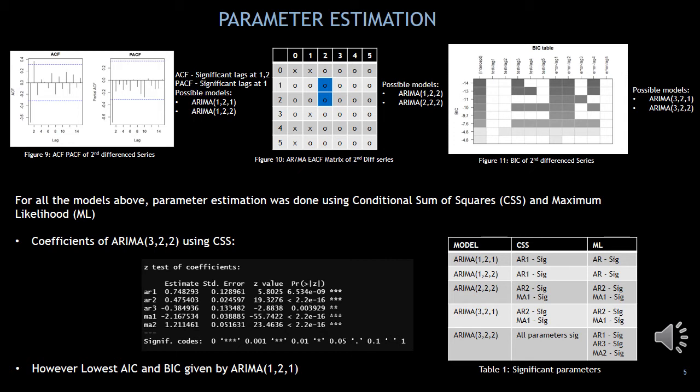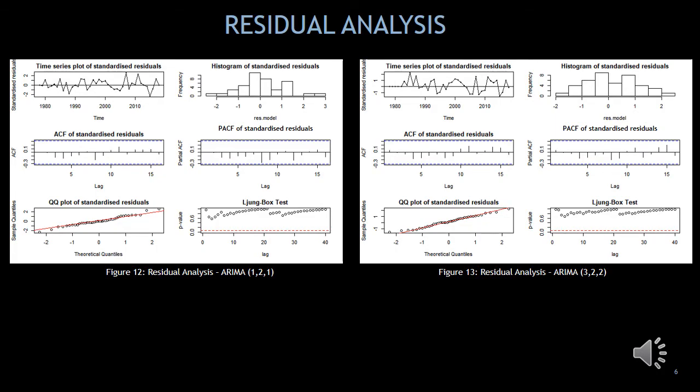However, the lowest AIC and BIC were both given by ARIMA 1,2,1, so it will also be considered. Residual analysis. Residual analysis shown here is for the two models chosen previously, which are ARIMA 1,2,1 and ARIMA 3,2,2. The results of the residual analysis for both models are very similar.